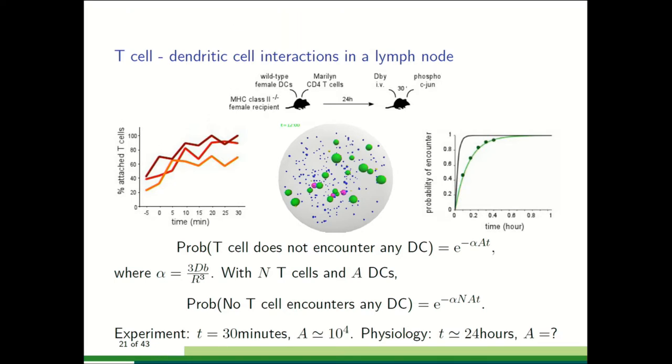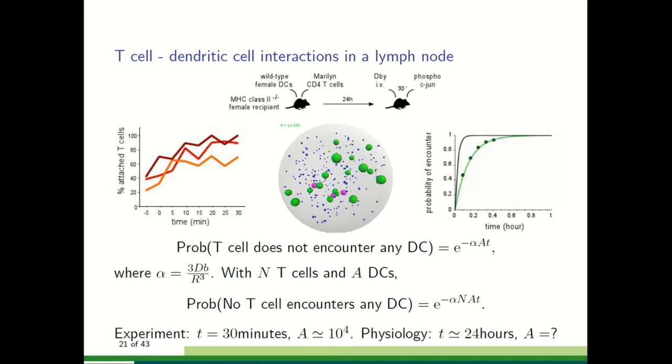Okay, and if there are A targets, A dendritic cells, capital A, instead of just one, then the probability of not finding any of them before time t is e to the minus alpha times A times t. Now suppose there are n little blue dots and capital A bigger green spheres. What's the probability that none of the blue dots has found any of the green spheres before time t? Roughly this.